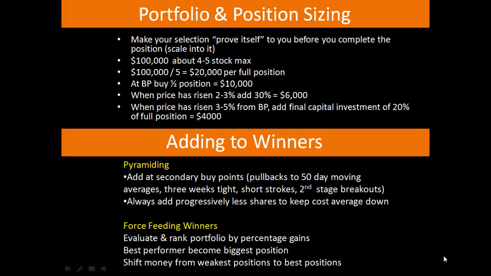So if you had $100,000, you divide it between 4 to 5 stocks. So say we'll do 5. That means you can allocate $20,000 for each position, for each stock. At the buy point, that pivot point that's 10 cents above the high in the base that we were just talking about, you would buy half of your position as it's breaking out.